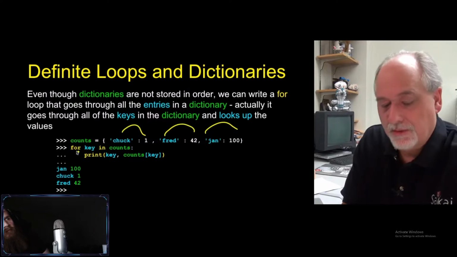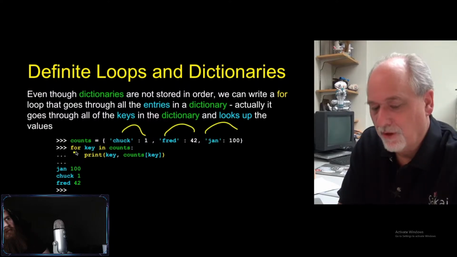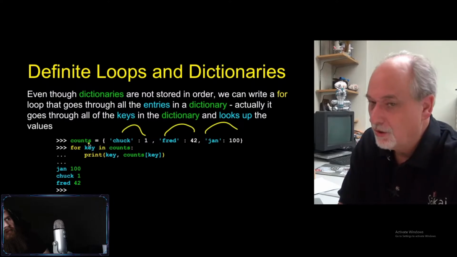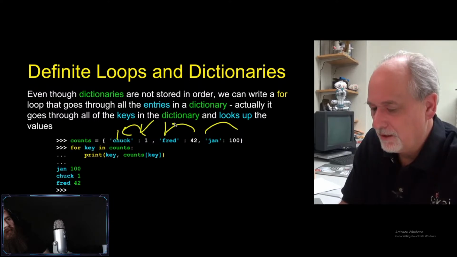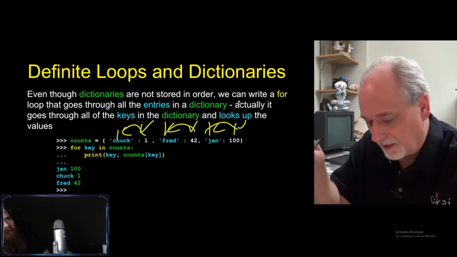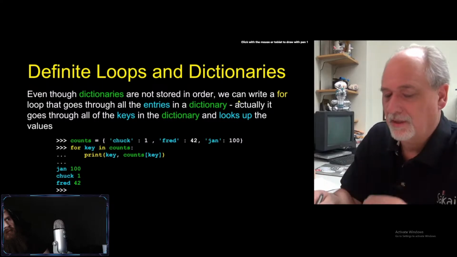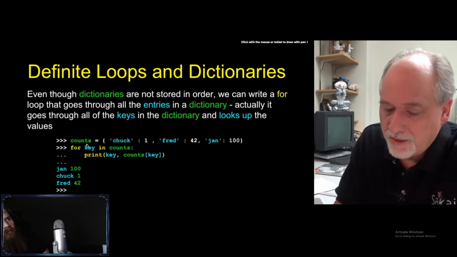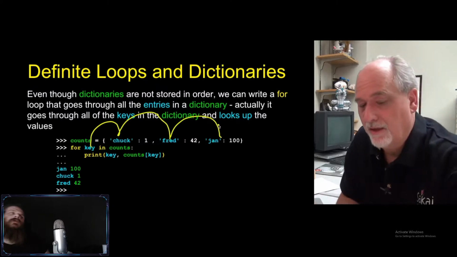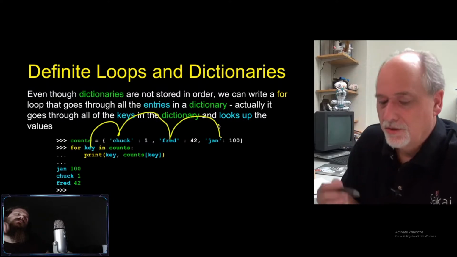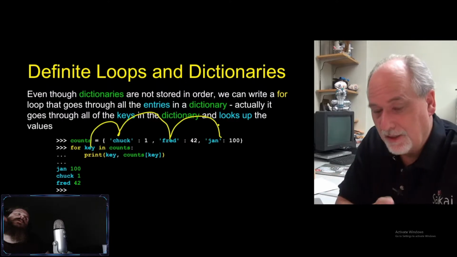And so we're going to use a definite loop with for key in counts. Now it doesn't have to mean key, but key is a good name because these are keys and values. I just mentally think of this as keys and values and keys and values. So this iteration variable is going to walk the keys. It's not going to walk the values. It's going to walk the keys: Chuck, Fred, Jan. Not necessarily in that particular order.